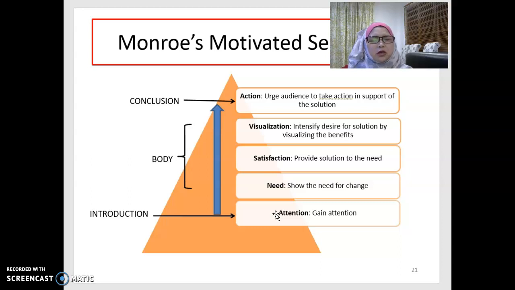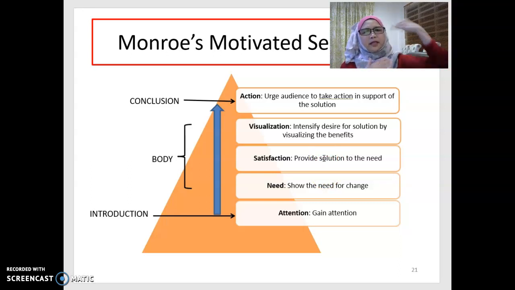Something needs to be done. Once you get their attention, you need to show them that there is a requirement for change, otherwise nothing else can be done for maybe some homeless puppies, or the refugees or something like that. Next, satisfaction. Provide the solution that is needed. That means, what is it that you want them to do?